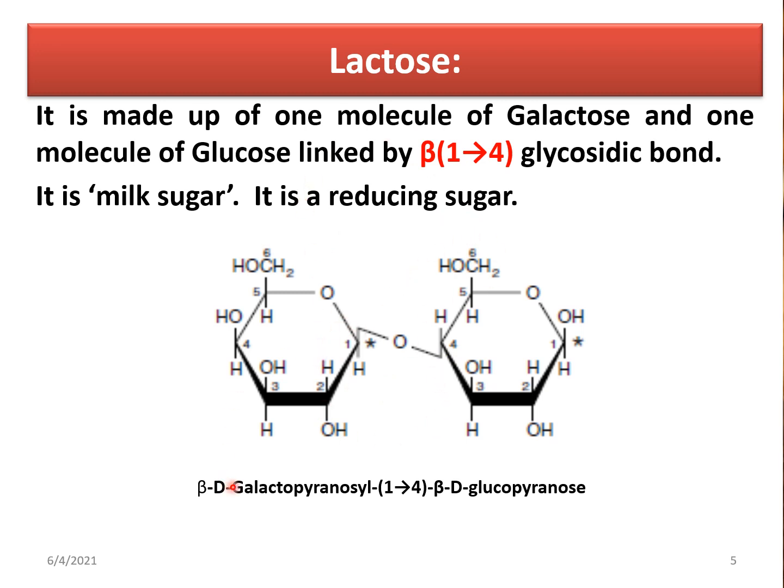Lactose is written as beta D galactopyranosyl 1,4 beta D glucopyranose, because the hydroxyl group in the anomeric carbon in both galactose and glucose lies above the ring. Lactose is a milk sugar. It is a reducing sugar. It gives a positive result with Benedict's reagent. Why? Because it contains a free carbonyl group in the anomeric carbon of the second molecule of lactose, that's the glucose.